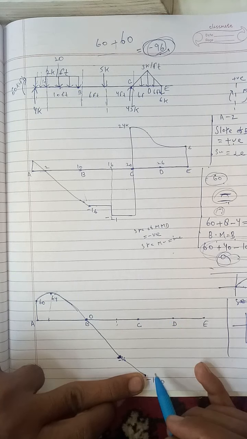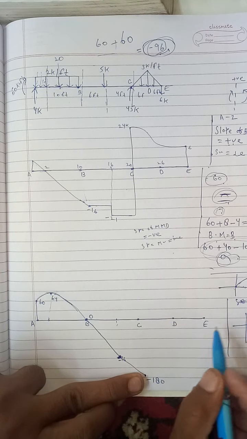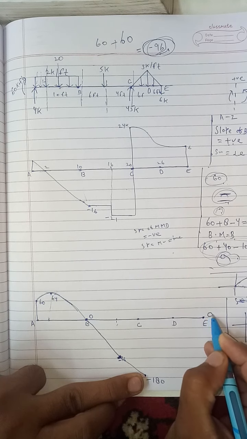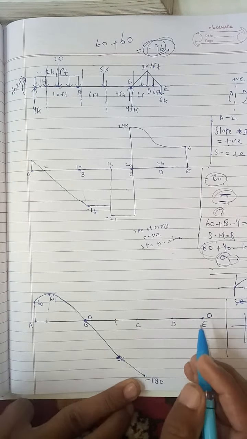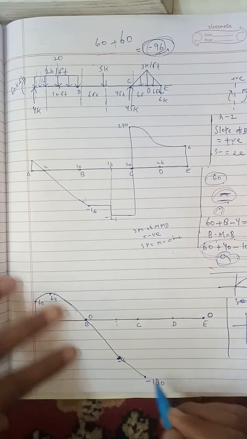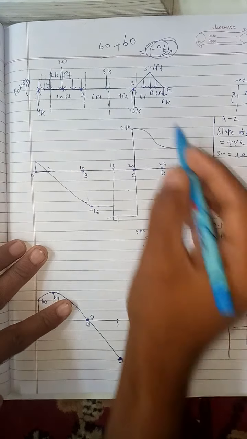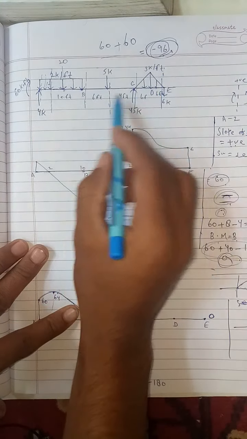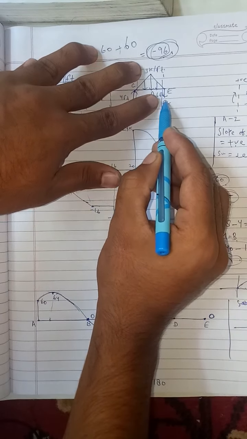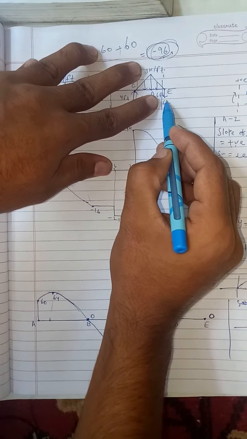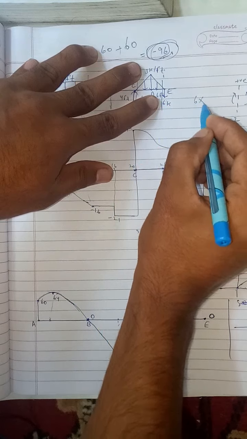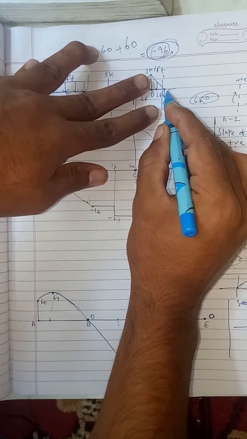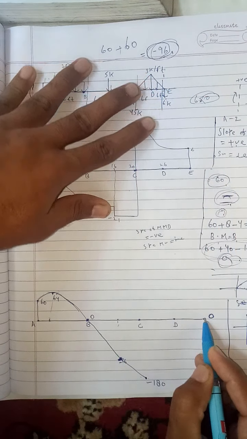Now at point E, the bending moment is 0. So how can we find this? If you draw a sectional line here, either you analyze this side or this side. We will analyze this side, it is very easy. The force is 6 into distance 0, so the bending moment will be 0. Force into distance, that is 0. So this is 0.